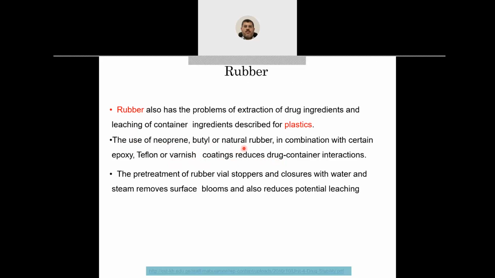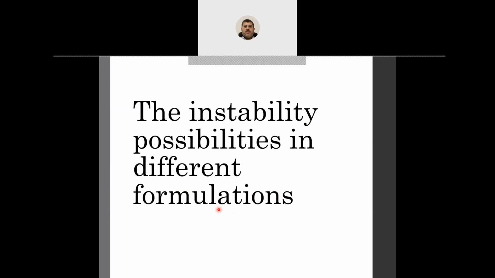Some materials like neoprene, butyl or natural rubber in combination with certain epoxy or Teflon or varnish coatings reduce the drug container interaction. And pre-treatment before use, like washing and so on, will remove any particles on the surface, and so it will not introduce particulate matter.